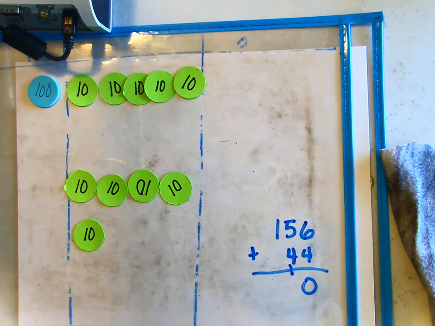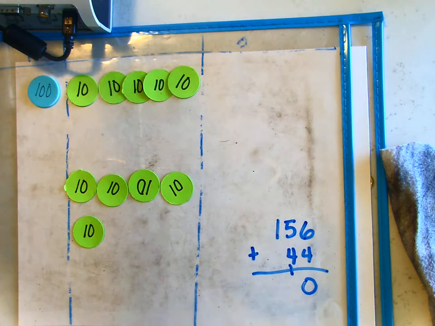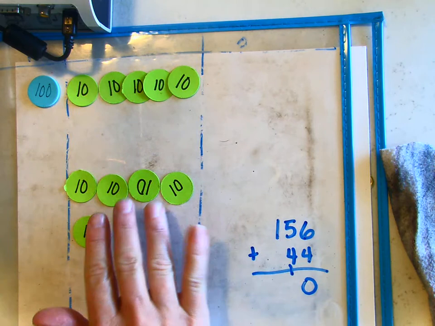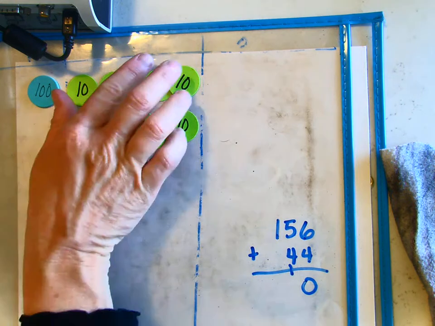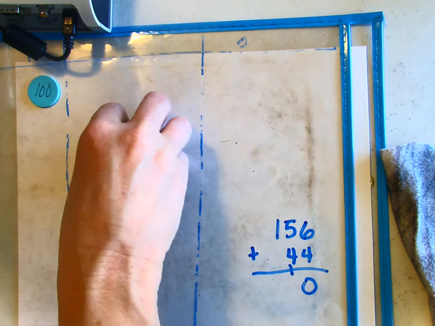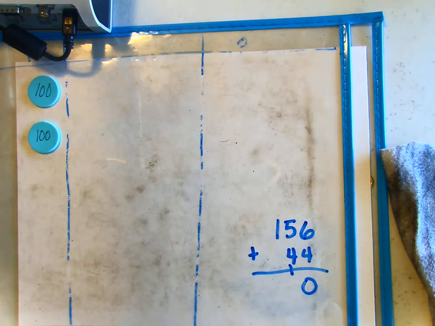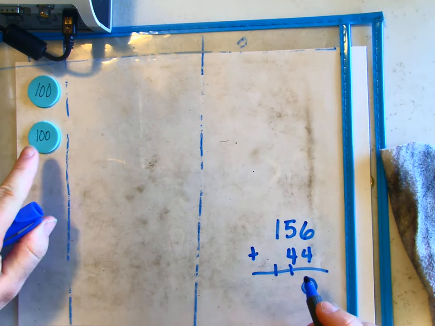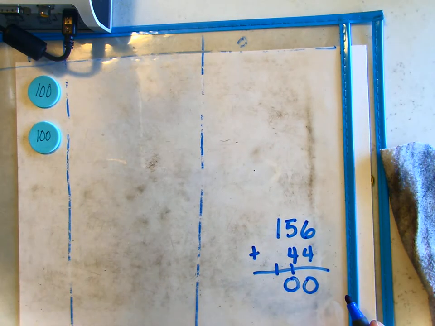Moving to our 10s. We have 5 plus 4 plus 1. Can we make a group of 10 tens? We can. 5 needs 5 more to make 10. We have 4, 5. Compose or bundle that group of 10 tens. 10 tens is the same as 100. We're going to show it here. We added 100 to the hundreds place, and we have 0 ones left.